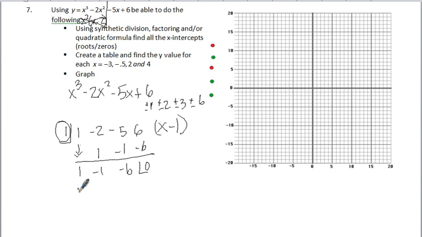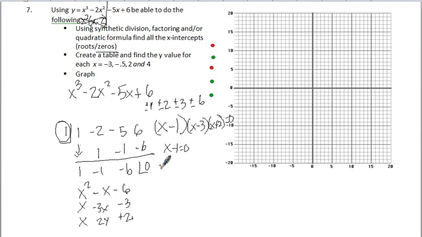And then I'm going to take my leftovers, x squared minus x minus 6, and I'm going to find my other two factors, so x and x. And I bet negative 3 and positive 2 will add up. So this gives me x minus 3 and x plus 2. And they have to equal 0 if I'm finding my zeros. So x minus 1 equals 0, x minus 3 equals 0, and x plus 2 equals 0. So that's x equals 1, x equals 3, and x equals negative 2.